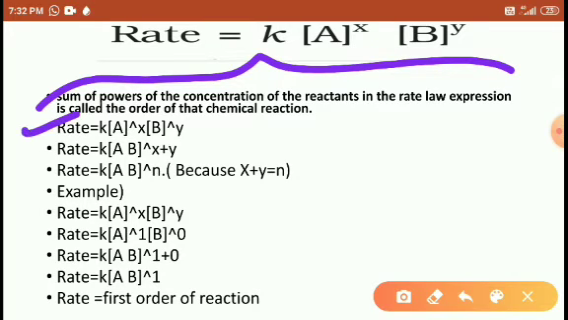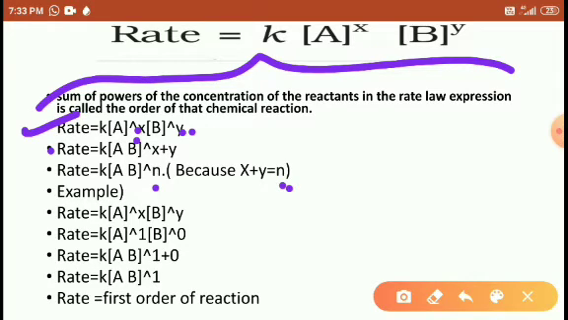Look here. The rate is equal to K, A to the power X, B to the power Y. The powers of A and B, we are adding. We are summing the powers X and Y. That is X plus Y, and we take X plus Y as a common value, N. When we add X plus Y, we get a new value, that is N.